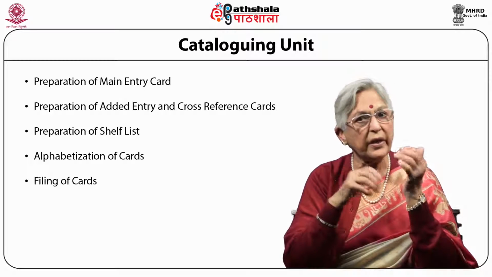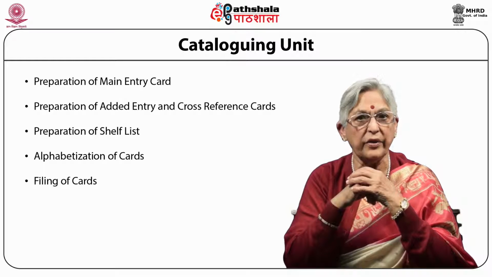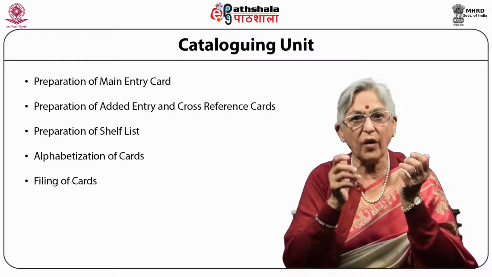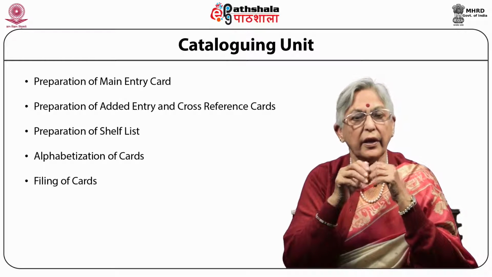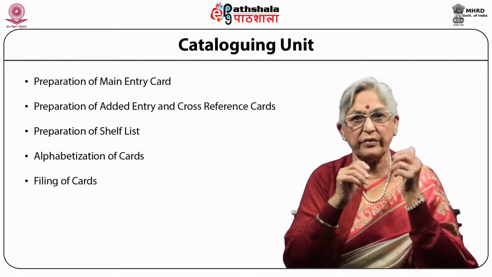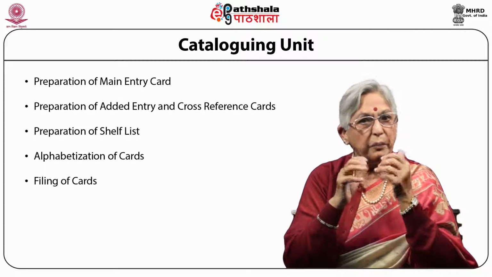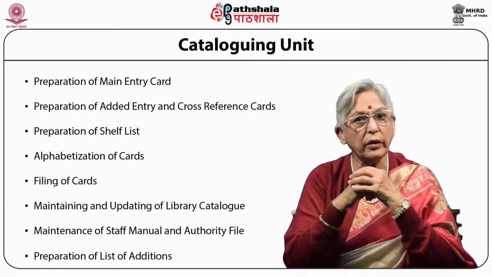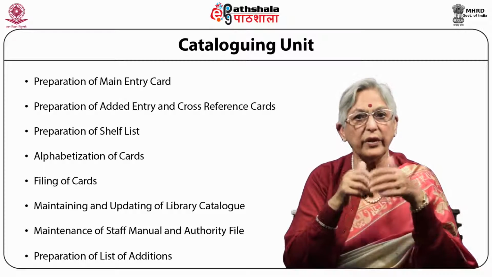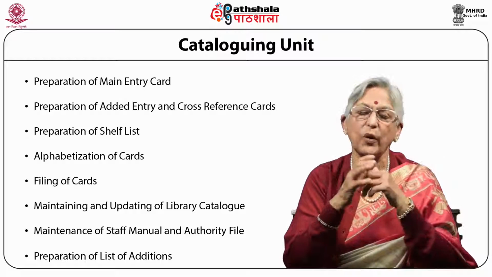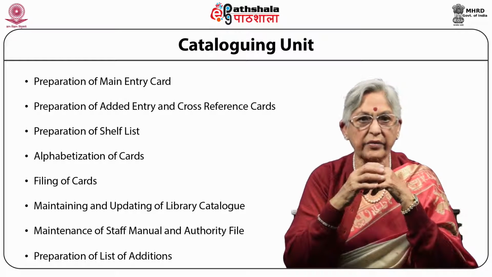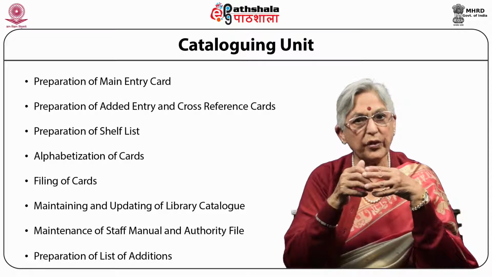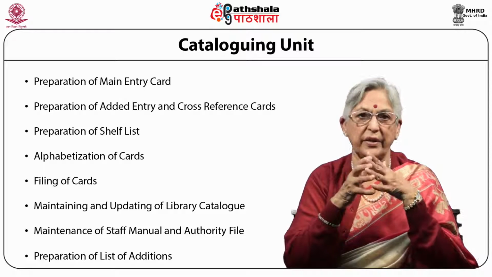Other jobs handled by the cataloging unit are maintaining and updating the card catalog, maintenance of the staff manual and authority file, and preparation of the list of editions. From the main entry card, a list of new editions is prepared every month or quarterly and circulated among the users as per the policy of the library.